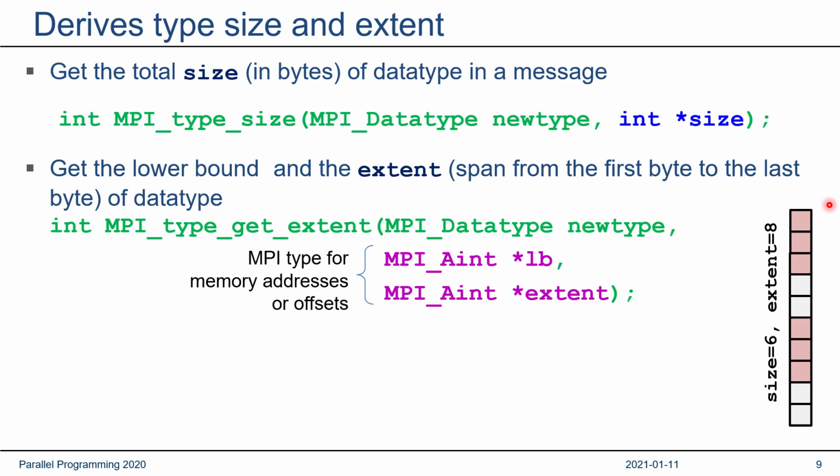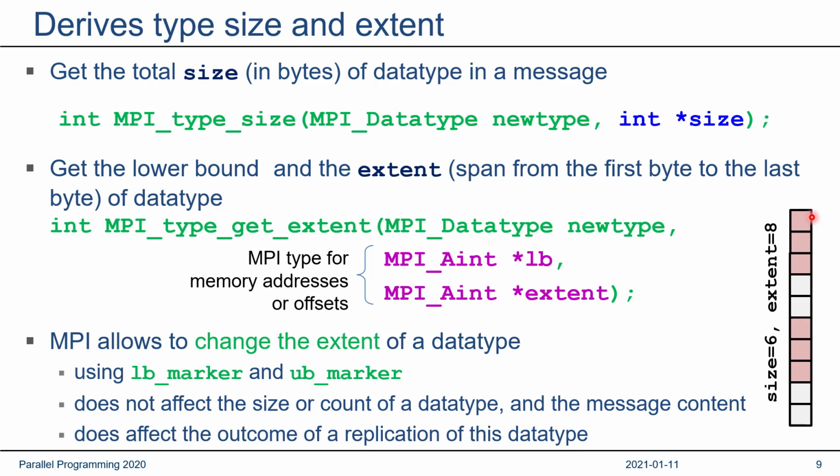Now again, in our initial example where we had two blocks of 3 with a gap of 2 in between, the size would be 6 because the bare number of bytes used to store the useful information is 6 elements, but the extent would be 8 because the distance from the first to the last element is 8.